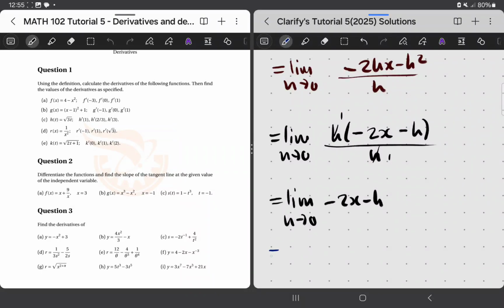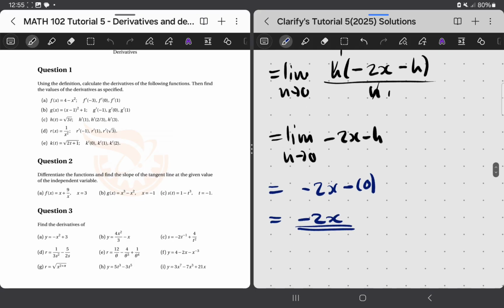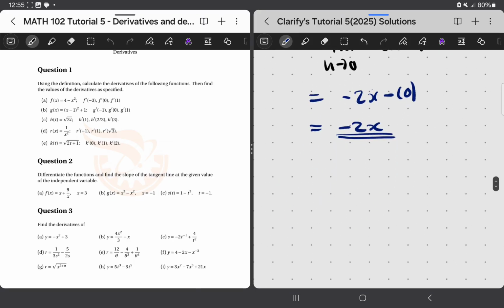which once it's like this, we can substitute now. It just becomes negative 2x minus, what is h? 0. So this just becomes negative 2x as the final solution. And here is the derivative. So the derivative is negative 2x. So now we can say that, what do we say? Our f dash x is equal to negative 2x. This is our solution.